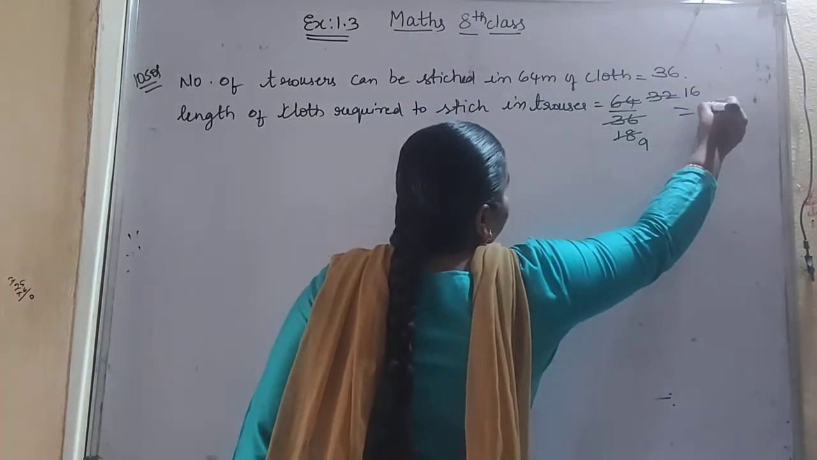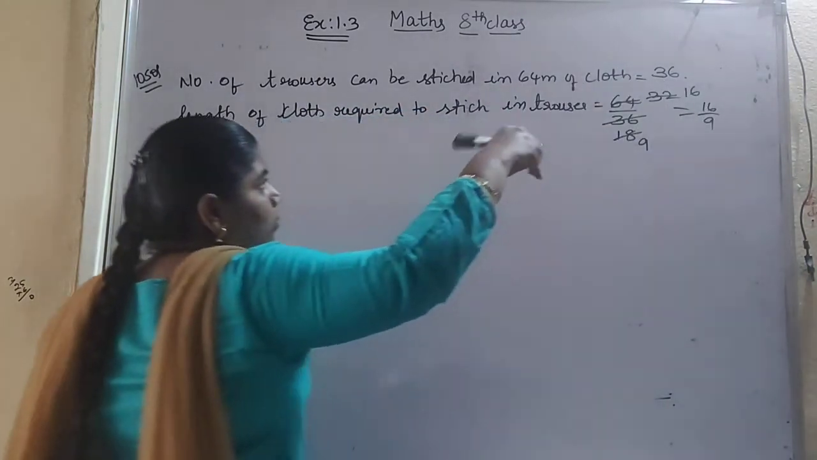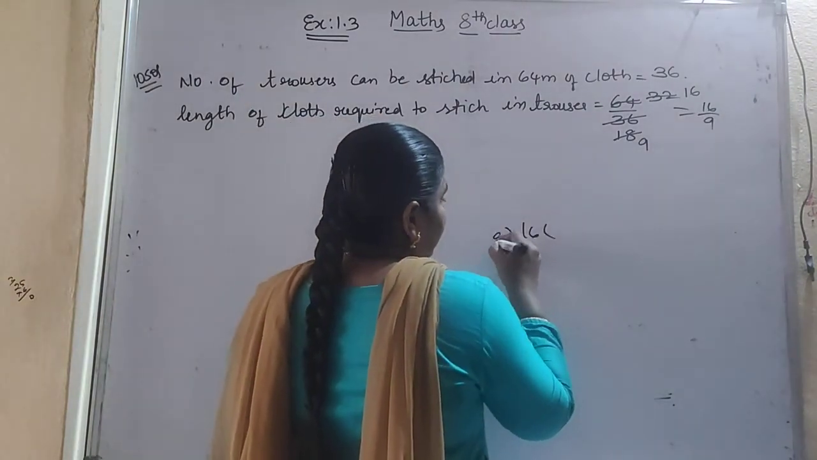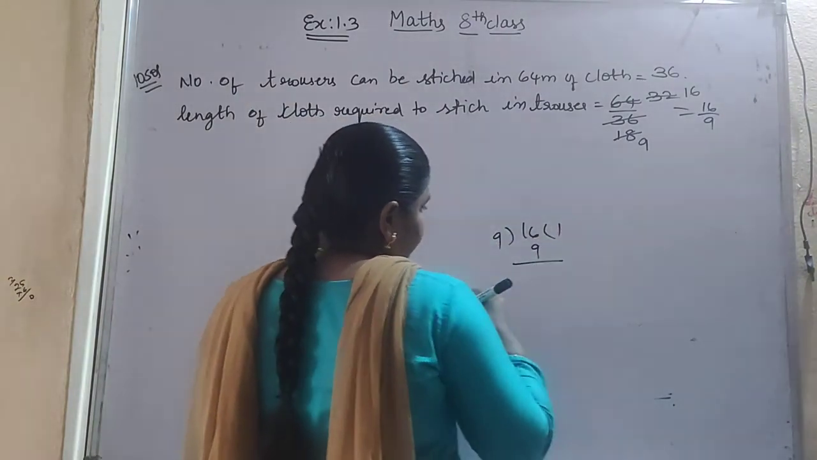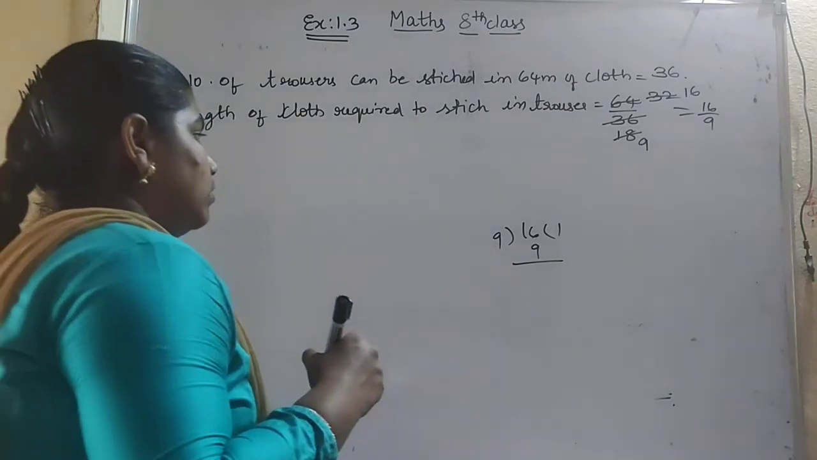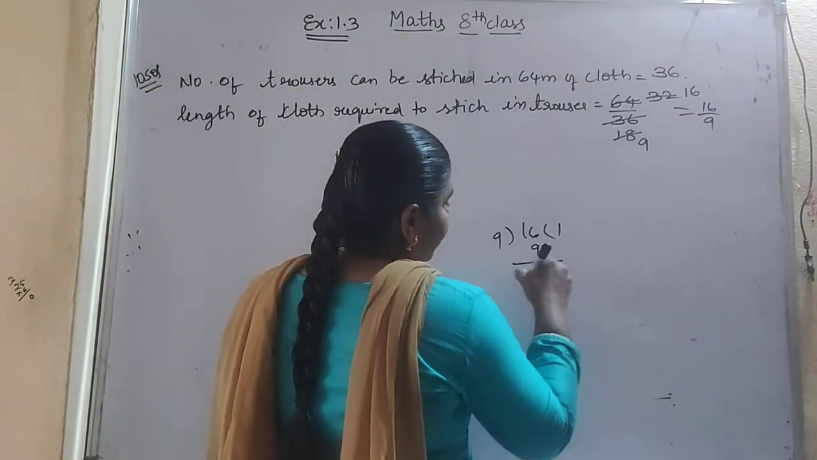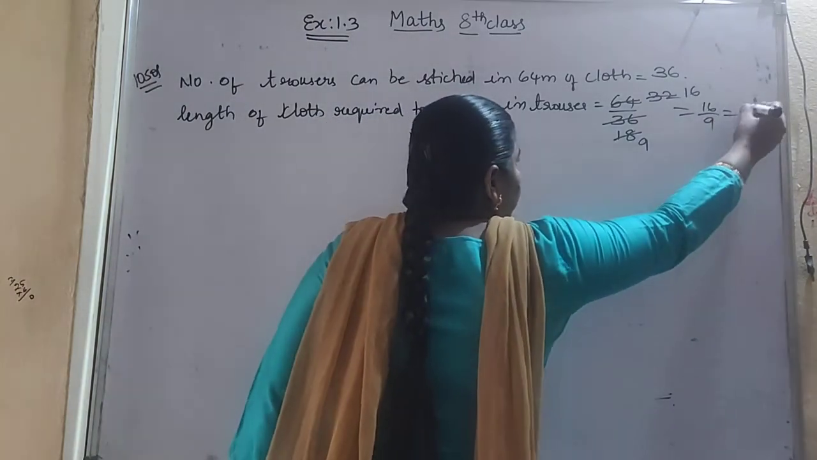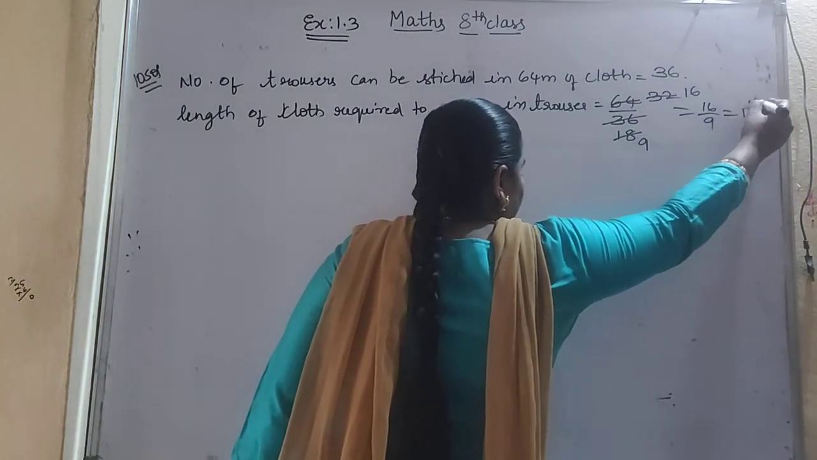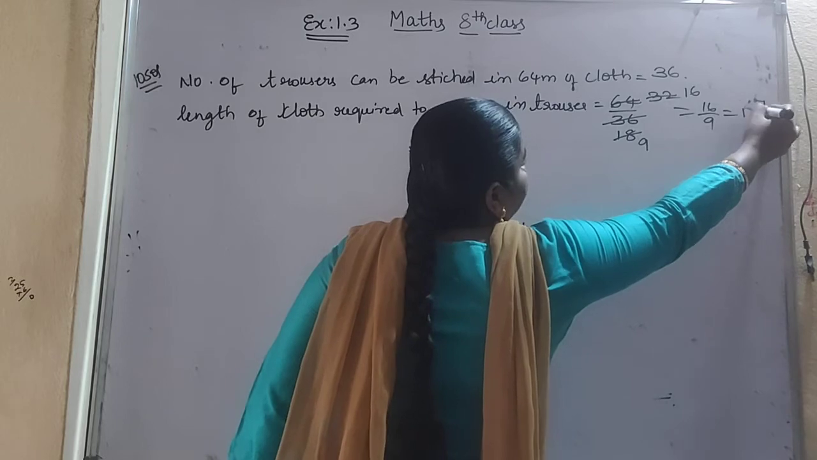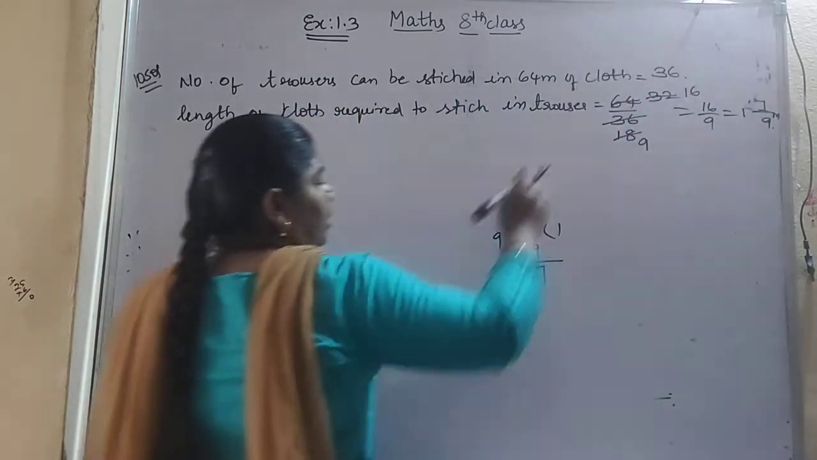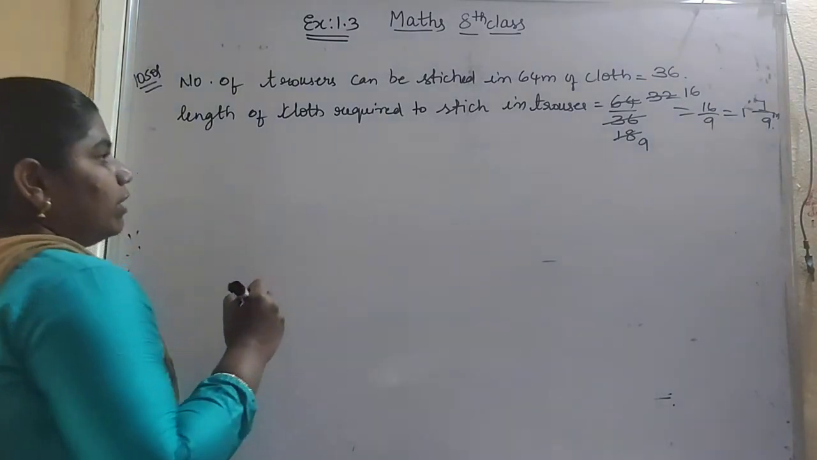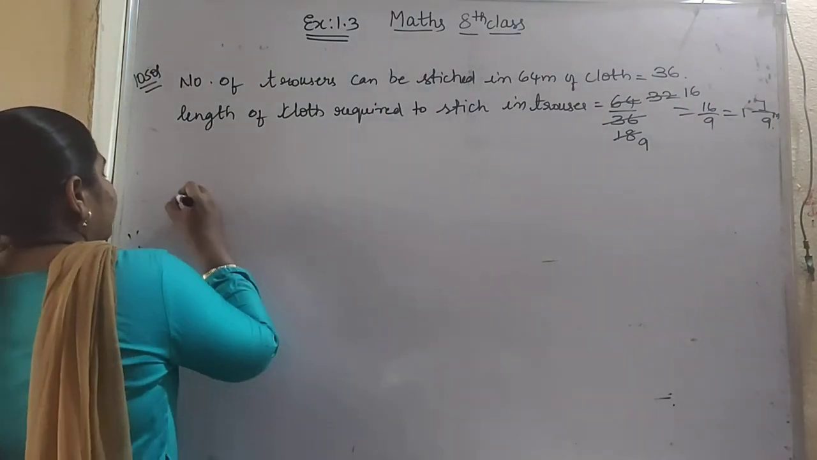The 16 by 9 cannot be cancelled, so convert into a mixed fraction. So 16 divided by 9: 9 once is 9, that leaves 7. So what is the mixed fraction for this? That is 1 7 by 9 meters. So for making one trouser, how much cloth is needed? 1 7 by 9 meters of cloth is needed.